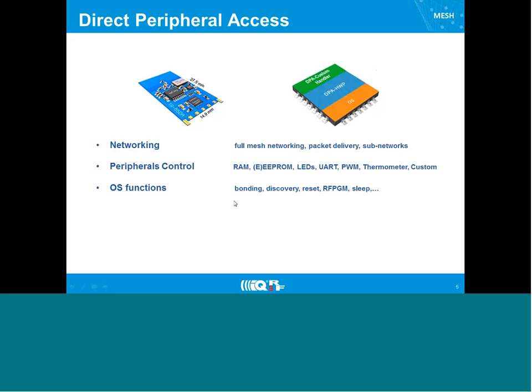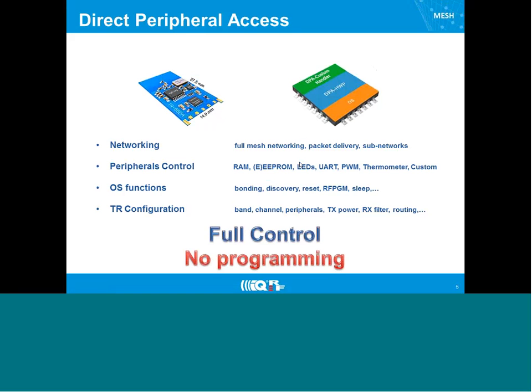OS functions. For creating the network, you need functions like bonding, discovery, reset, wireless programming, and so on. And this is something that the DPA can help you with as well. One of the last things is TR configuration. So configuration of the module, that means which band you are going to work on, which channel you are going to use, what kind of peripherals you want to have available, and so on. So this is also something that you don't have to write in your code. So that means that you have full control over the network and over the modules, but you don't need any programming. And if so, then again, just a very, very simple application.